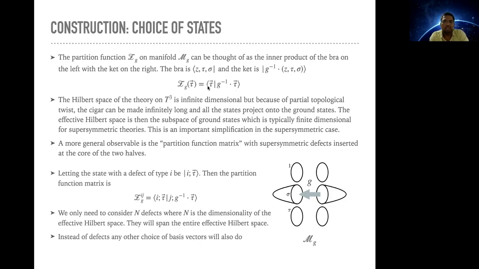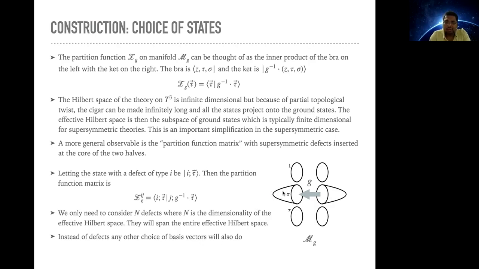But more generally, you could consider what you would call a partition function matrix, where you would insert supersymmetric defects at the core of these geometries. So let me call these I and J and consider a matrix observable Z_ij, which is given here, where I and J are some defects which induce some other states here and here. And in that way, you will compute the partition function matrix.